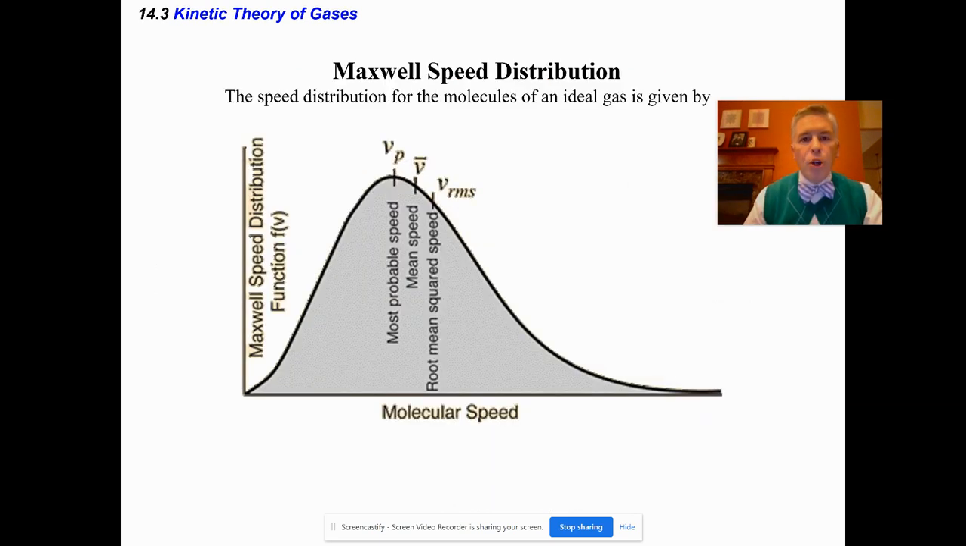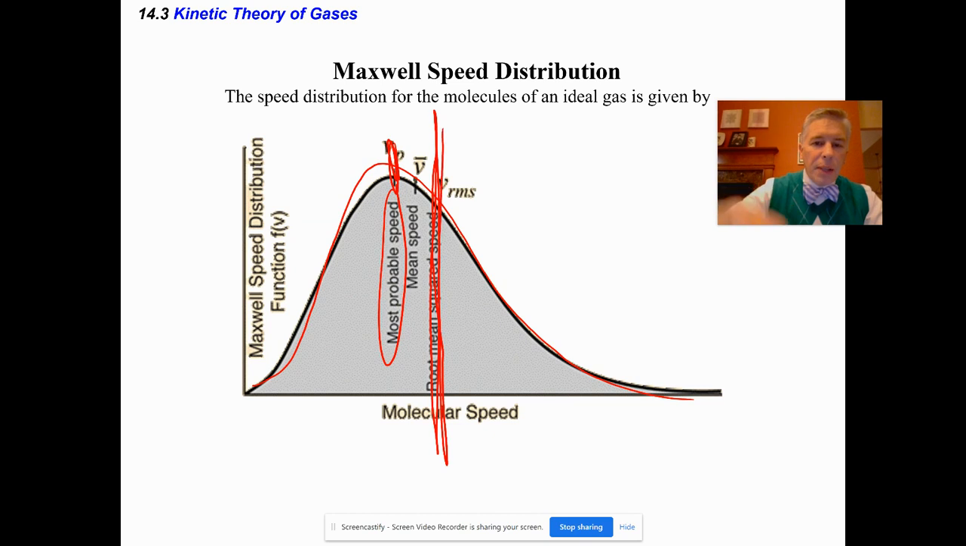Well, James Clerk Maxwell actually came up with a speed distribution and talked about all the different parts of it. This is another one of those little curves that I just showed here. And so we have our most probable speed, which is the top of it. But this is actually not the one that's the most important. What we'd really like is the speed that's right in the middle.